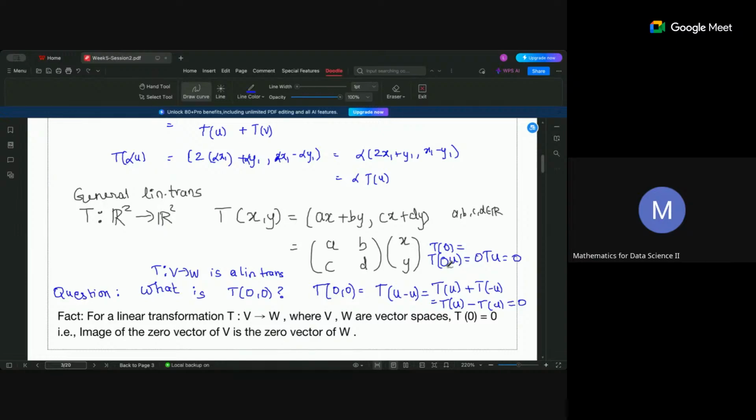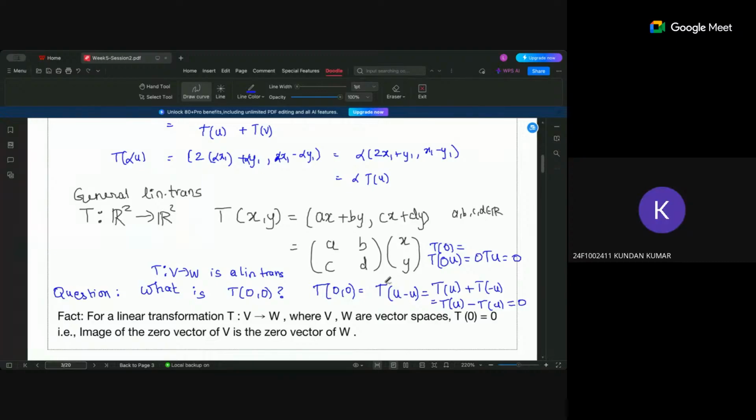This 0 represents the scalar 0. This also represents the scalar 0. This 0 represents your 0 vector of W. So what is each of the 0 telling? You should have a clear understanding, right? That depends on the position of your 0, you should have an idea.